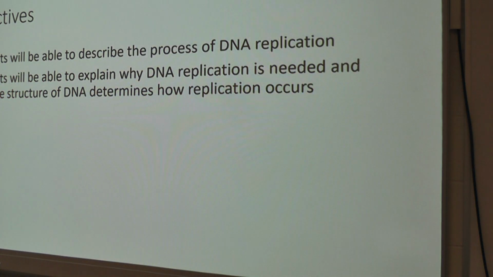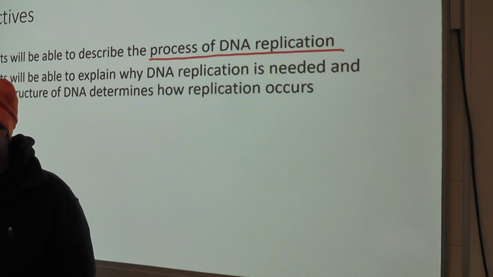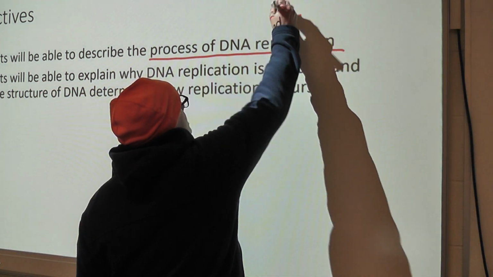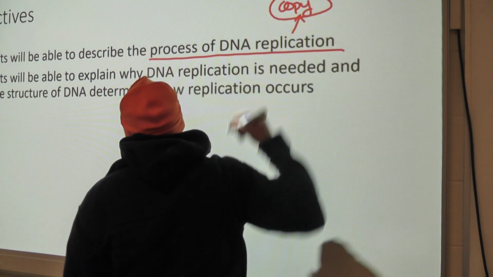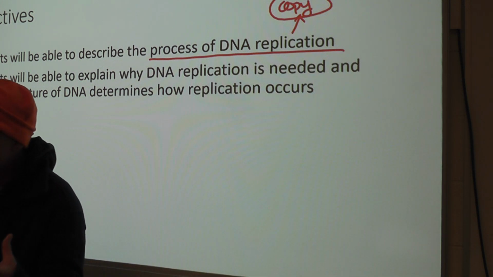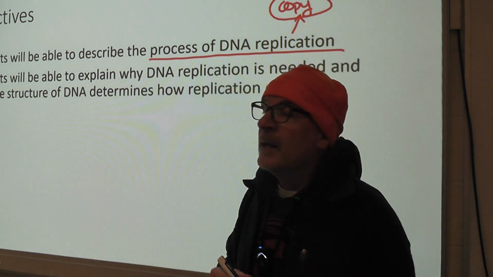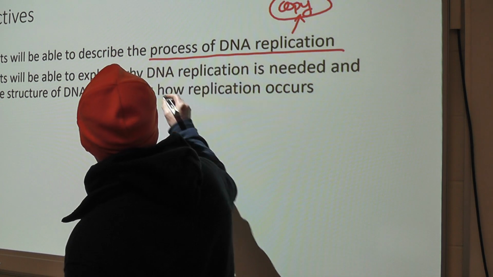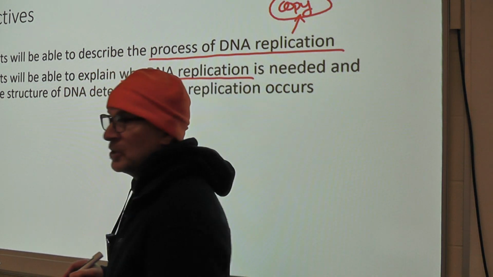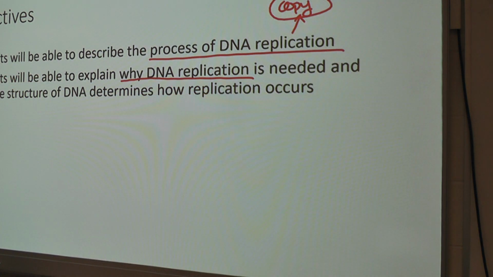The things that I want you to be able to talk about are the process of DNA replication. And for those of you who don't know this already, to replicate something means to copy it. Okay, replicate means to copy perfectly. Replicate means you start with one thing, you end with two absolutely identical things. So that's what we're looking for when we replicate DNA. And then I want you to be able to talk about why DNA replication is needed, because it's essential for all living organisms. It has to happen for things to be able to be alive.